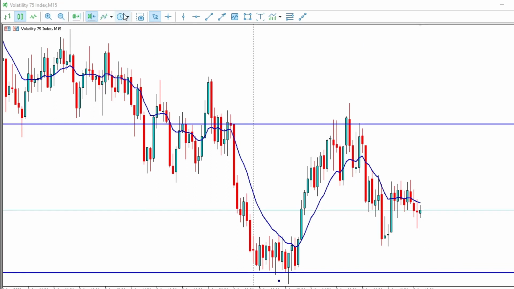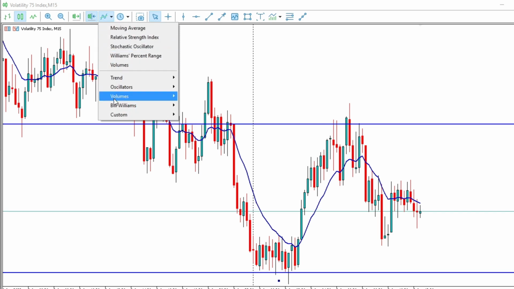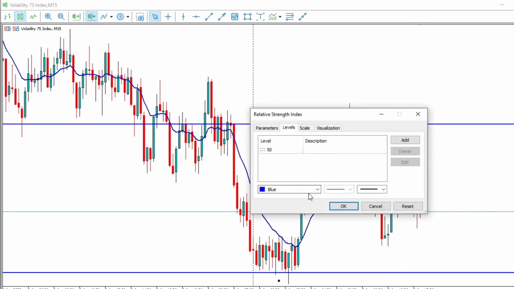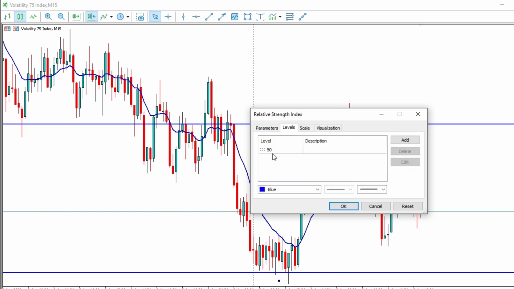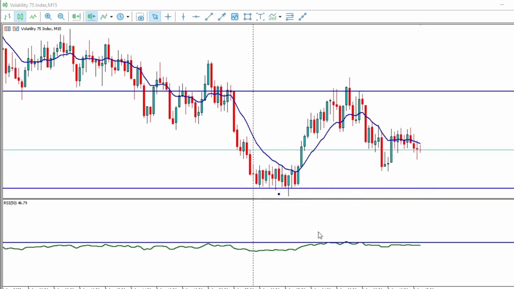We are going to add now our RSI, because this video is mainly about the RSI. The parameters are going to be period 50, apply to close. For the levels, we are going to add only level 50. That's it. Then we press OK.